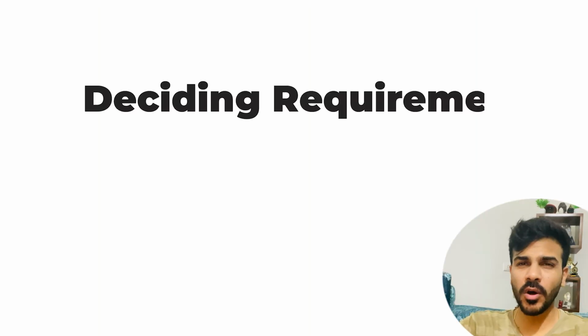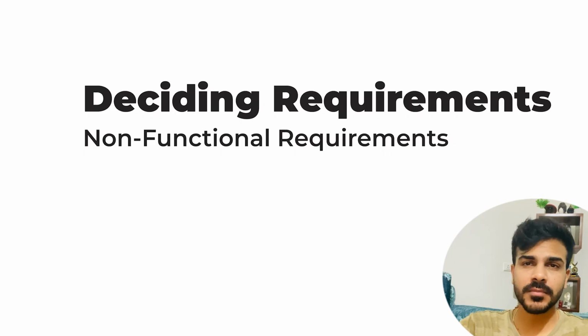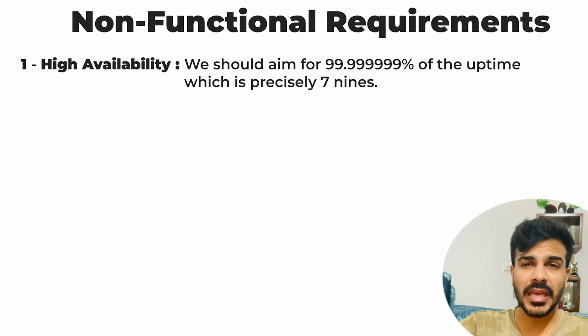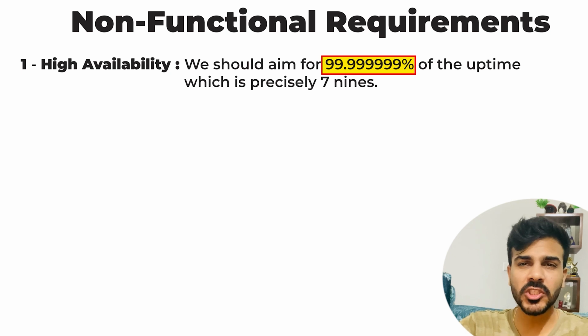Let us now move to the non-functional requirements for the rate limiter. First is our system should be highly available. Precisely, we should aim for 99.99999% of the uptime, which is 7 nines. Now, this would help to ensure we have minimal downtime and an uninterrupted service.